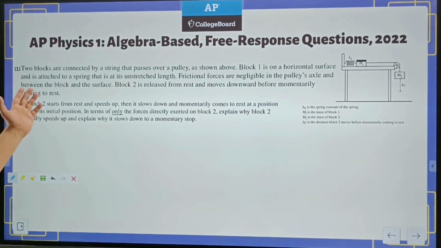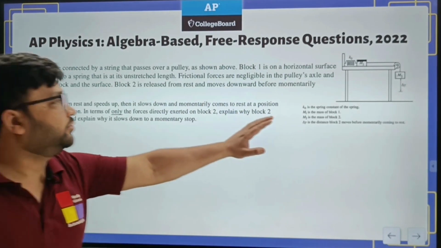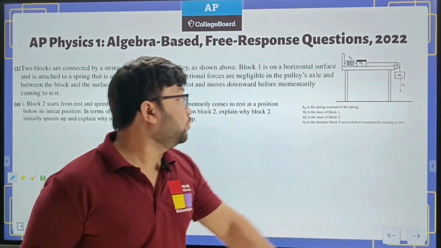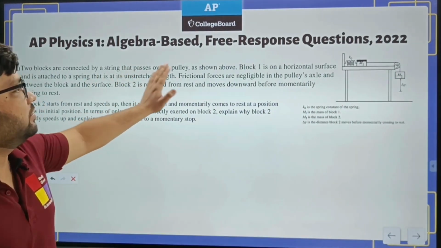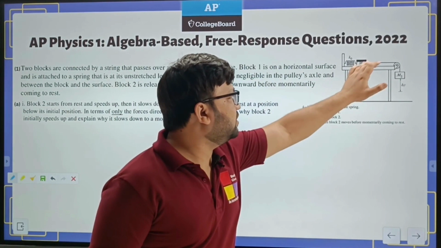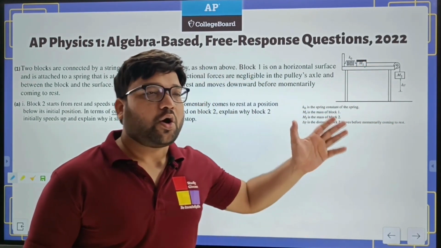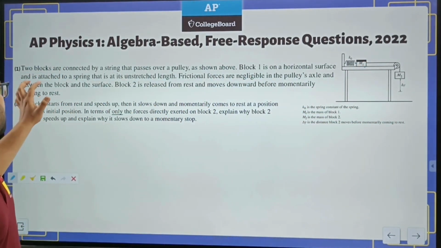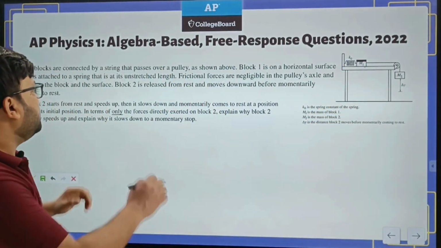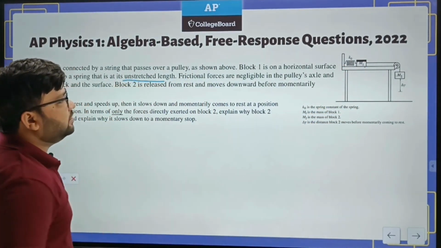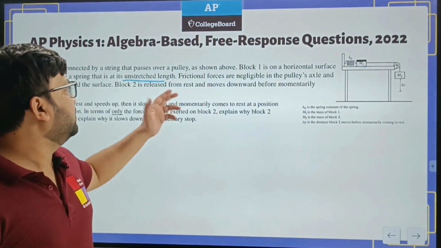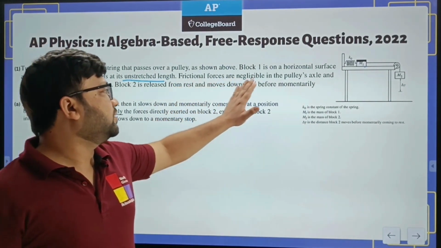This is saying that two blocks are connected by a string. The string here is connecting the blocks M1 and M2, right? And the string is passing over a pulley. Block 1 is on a horizontal surface. This block here is on the horizontal surface and is attached to a spring. This is the spring that is unstretched initially, right? That means it is in its natural length initially, the spring.